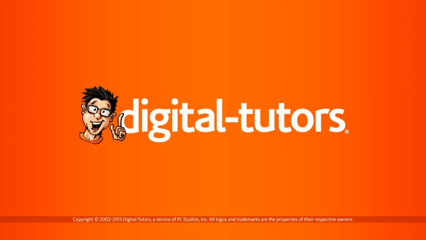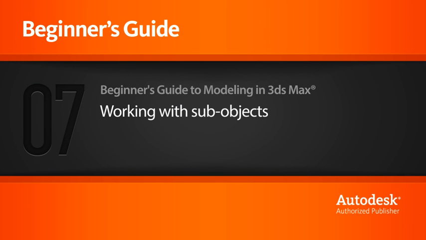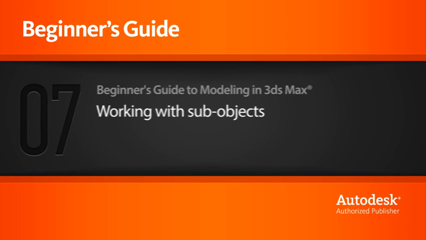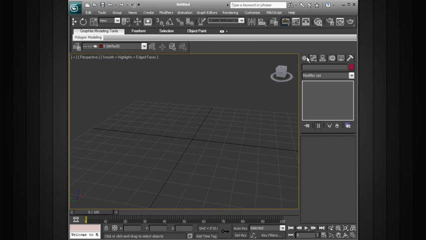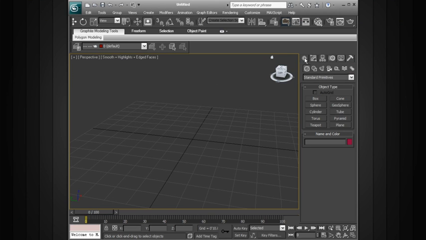In this lesson, we'll take a look at some of the common modeling tools that can be used with polygons. So we're just going to be starting with a blank scene. And so let's go ahead and bring in some primitive geometry to work with. So we'll go to the Create panel, and let's bring in a tube.